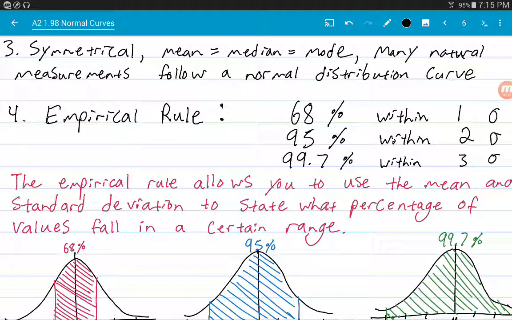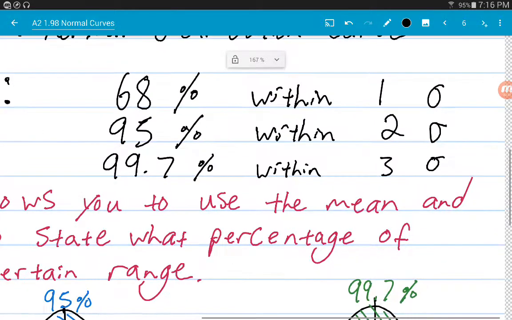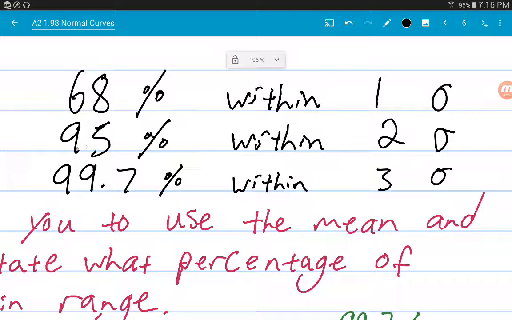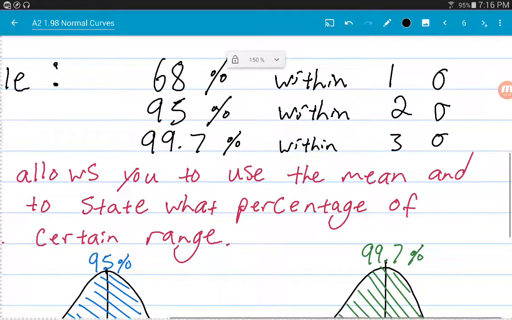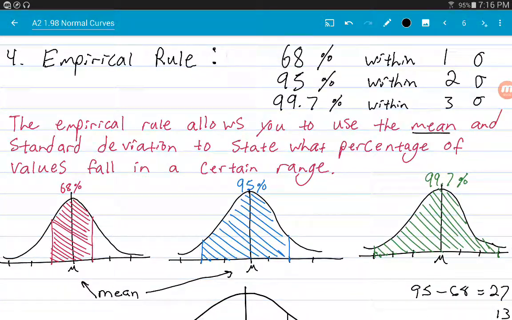Now, here's the empirical rule, and that's really what we're focusing on today, that 68% of the data is within one standard deviation. This right here is not a zero. This is the sigma symbol. So it's like an O with a little hat on top, kind of. So that's standard deviation. 95% of all the data falls within 2 standard deviations, and 99.7% falls within 3 standard deviations. Now, what the empirical rule lets you do is use the mean and the standard deviation to state what percentage of values fall in a certain range.